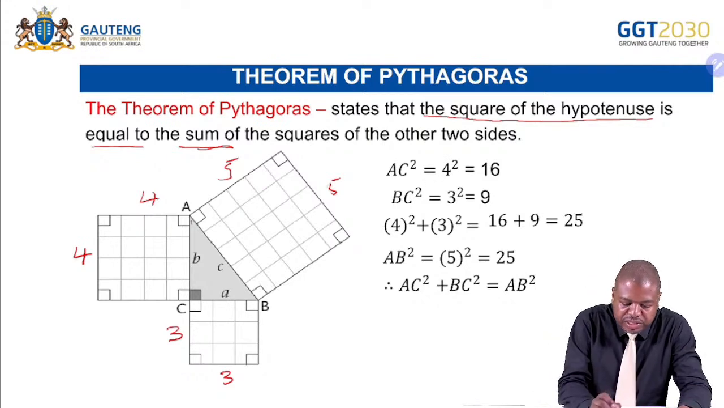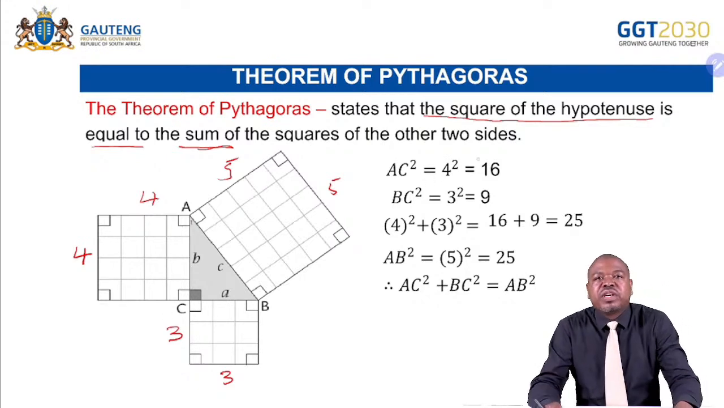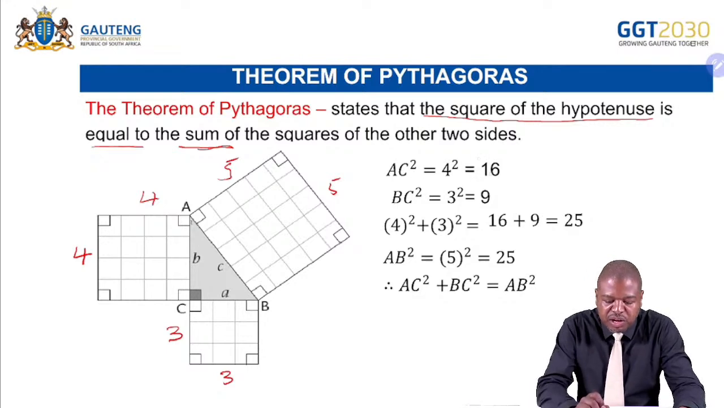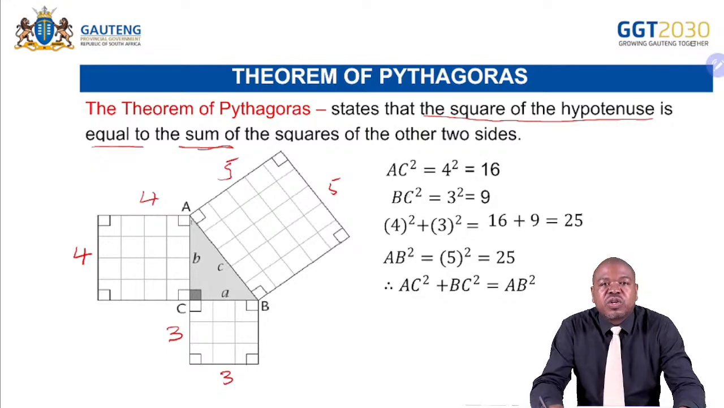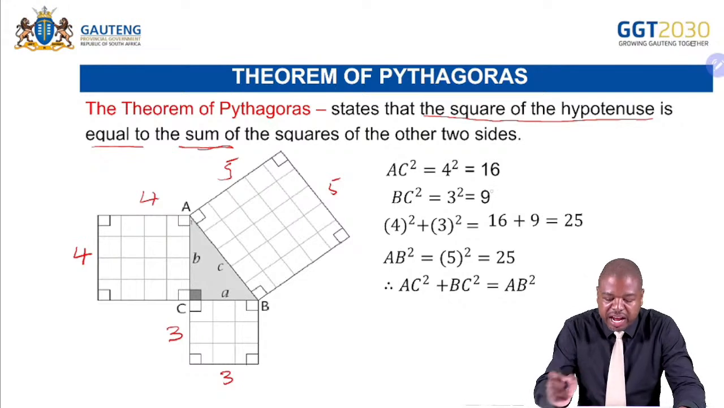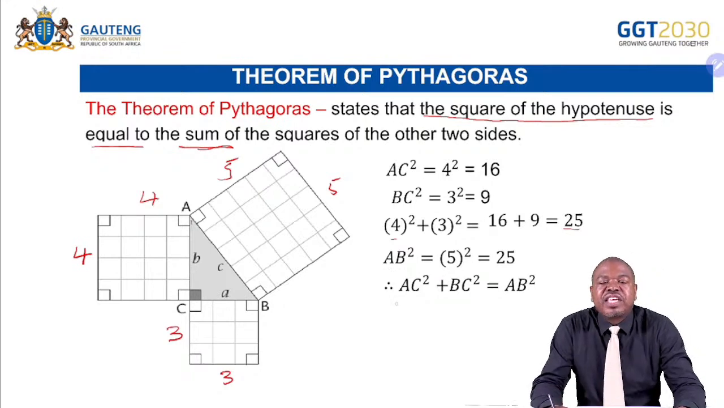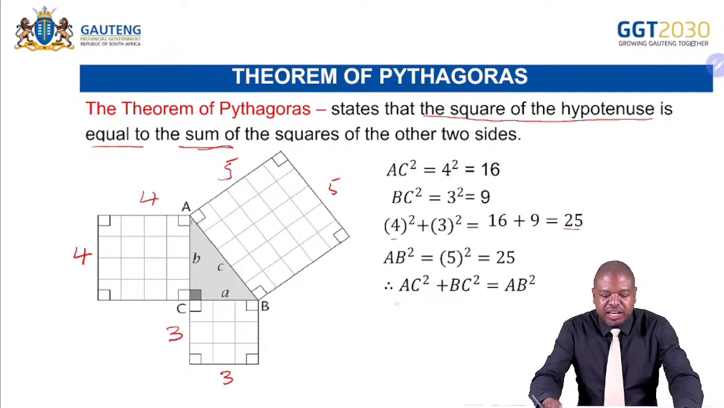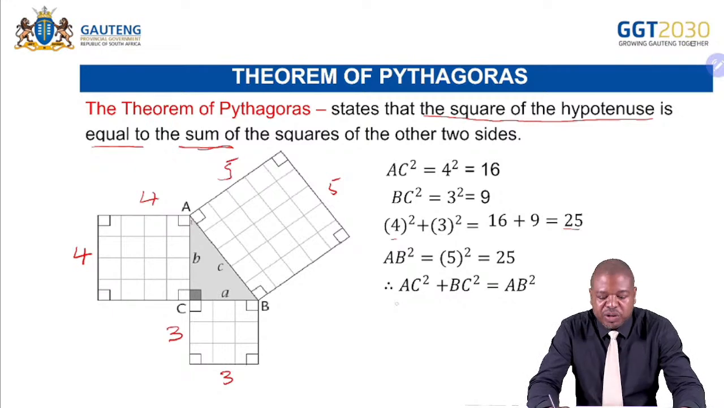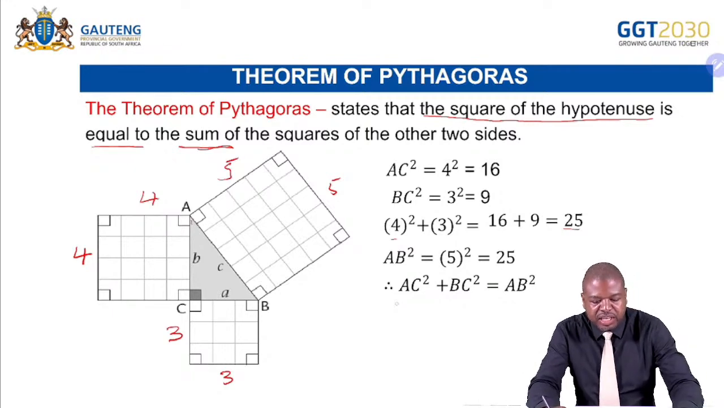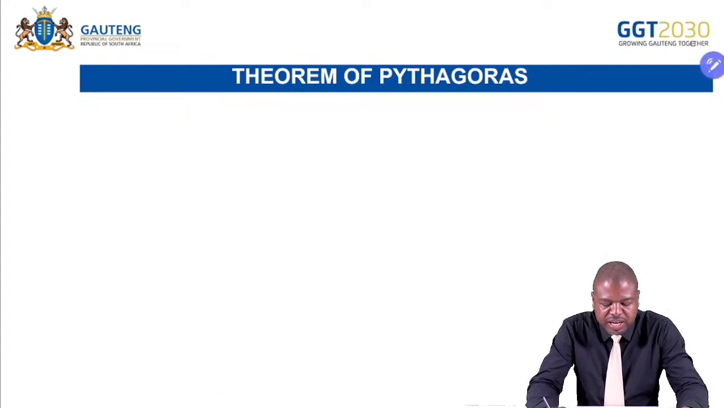So just like we did there, AC squared is equal to 4 squared, which is equal to 16. BC squared is equal to 3 squared, which is equal to 9. If we add the sum of those squares, 16 plus 9, gives us 25, and it is equal to the square of the hypotenuse. Right. As we progress with our lesson, we are going to understand this theorem much better. Now, let's move on to another example.